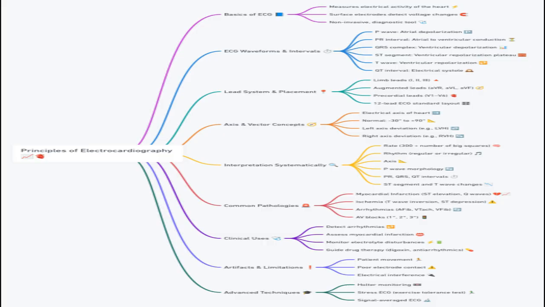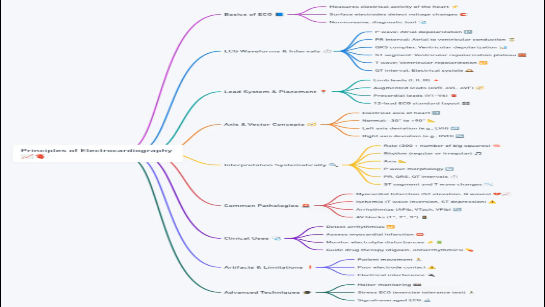With the ECG waveforms and their interpretation, the P wave reflects the atrial depolarization. The key considerations have to do with the morphology, duration, and amplitude, which help assess atrial enlargement and ectopic atrial rhythms.